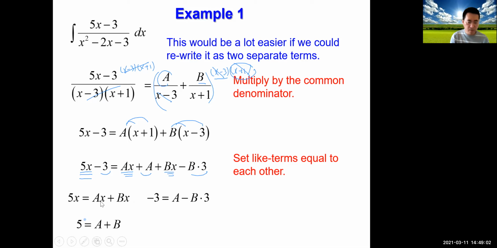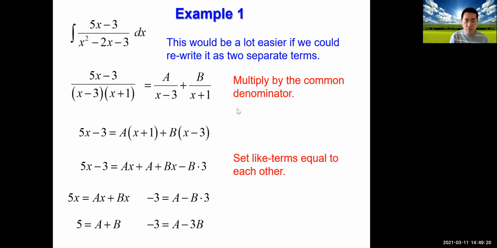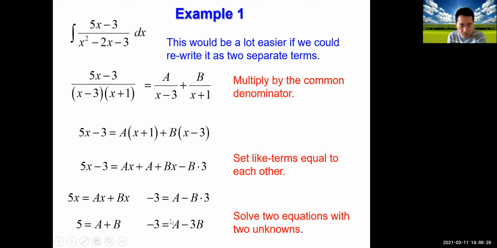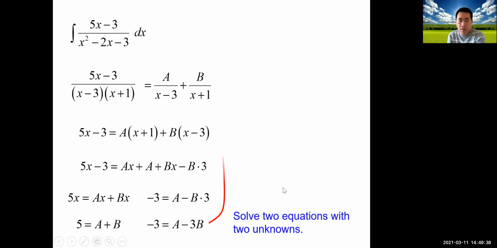So if we get rid of the x, it means 5 has to be a plus b. And we also have negative 3 equals a minus 3b. Now I have two equations and two unknowns here. So can we solve that? Yes. We have several techniques: the addition method, the substitution method, and matrices if you know the matrix method. But we want to use the addition method here.